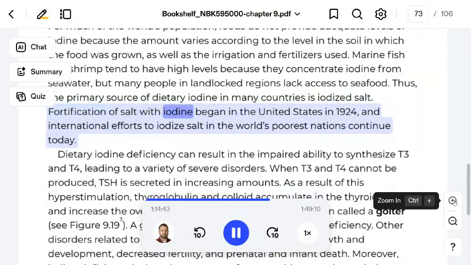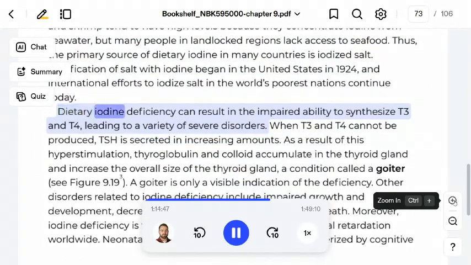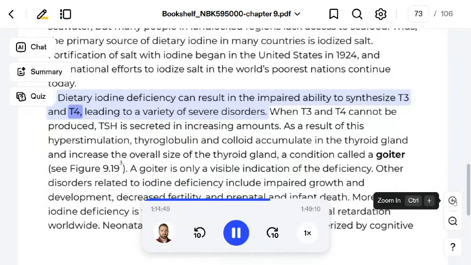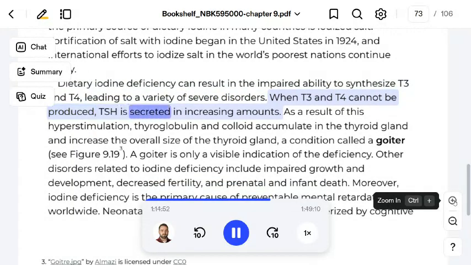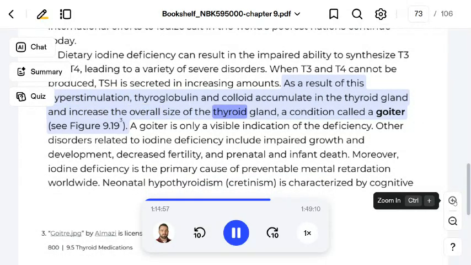Fortification of salt with iodine began in the United States in 1924, and international efforts to iodize salt in the world's poorest nations continue today. Dietary iodine deficiency can result in the impaired ability to synthesize T3 and T4, leading to a variety of severe disorders. When T3 and T4 cannot be produced, TSH is secreted in increasing amounts. As a result of this hyperstimulation, thyroglobulin and colloid accumulate in the thyroid gland and increase the overall size of the thyroid gland, a condition called a goiter.